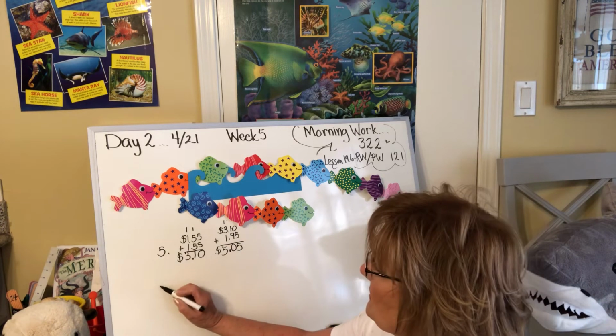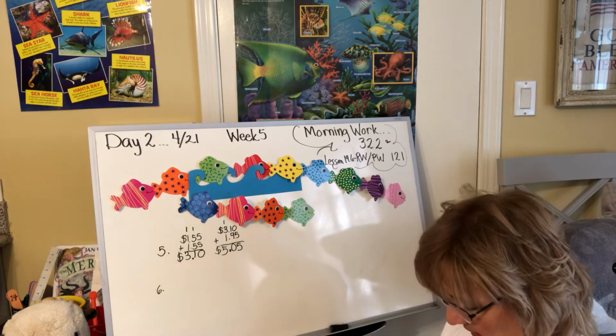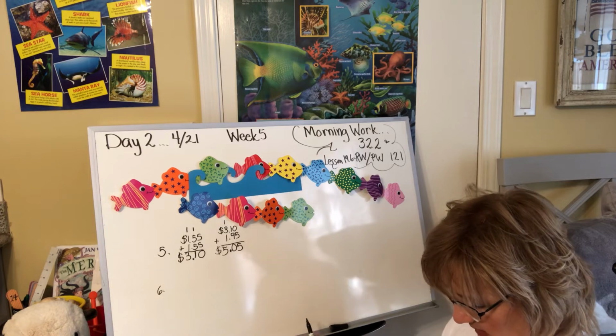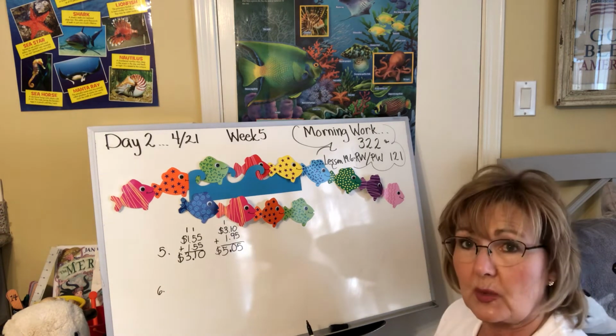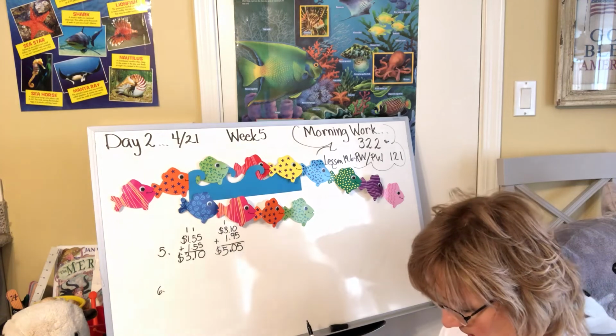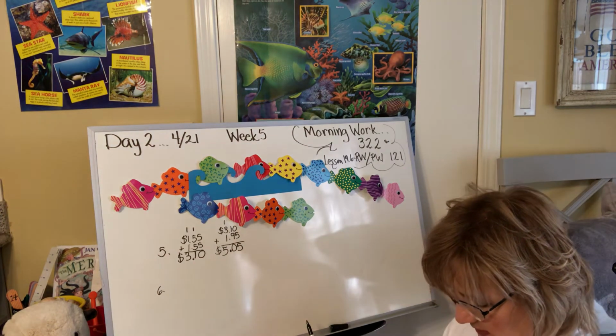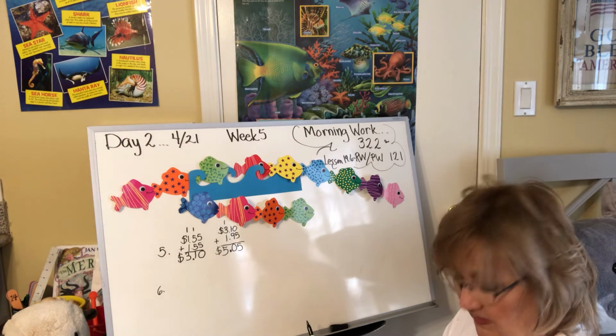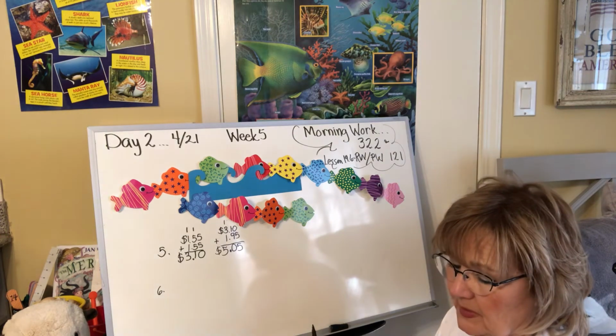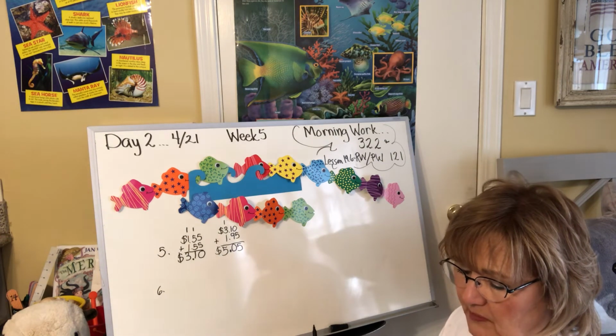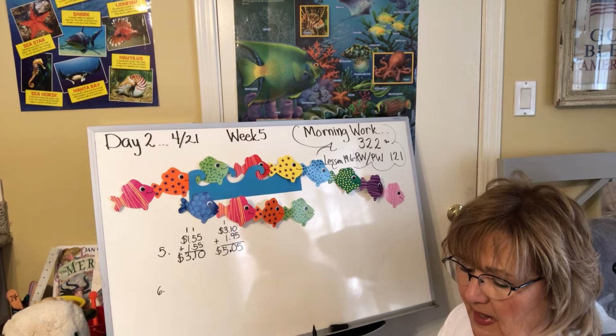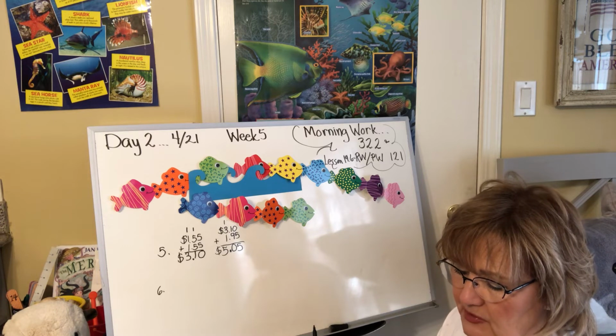Alrighty, let's go down to number 6. Says Stephen has $4.85. He buys a pinwheel that costs $1.30 and a poster that costs $2.75. How much does he have left? So what are we going to do with this? We know that he's got $4.85 and he buys 2 things. We want to know how much he has left.